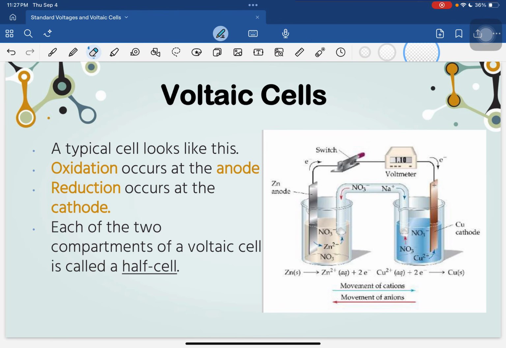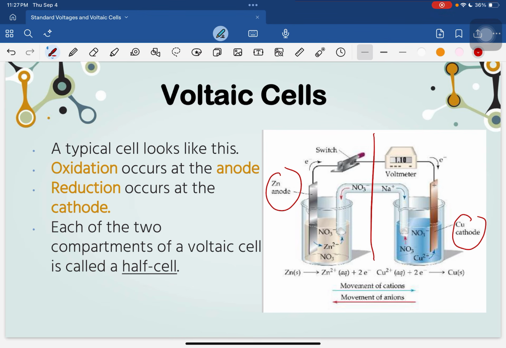Oxidation occurs at the anode, and reduction occurs at the cathode. In this setup, we have zinc on the anode side and copper on the cathode side. Each of the two compartments of a voltaic cell is called a half cell. So this is our half cell, and this is our other half cell.